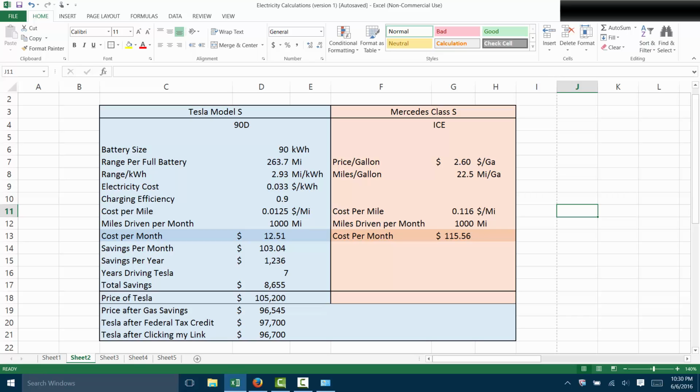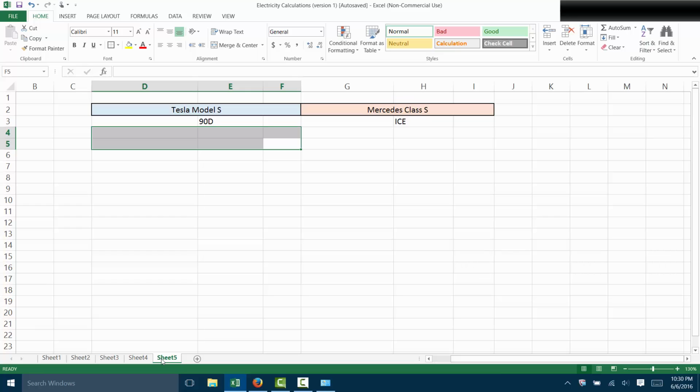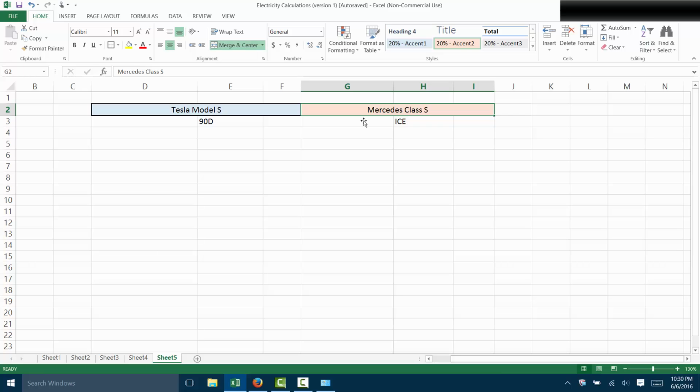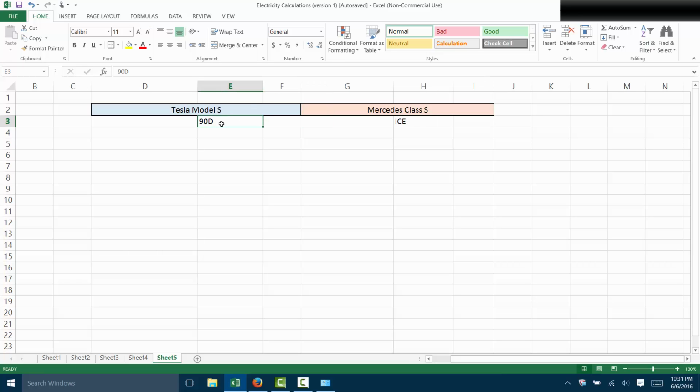Okay, so let's go ahead and get started. We're going to build a model, something similar to this, and I will be explaining what each one of these calculations are and what the parameters are. So this will be just using an Excel sheet. We're going to have 3 columns dedicated to the Tesla, and then 3 columns dedicated to the Mercedes S-Class. This comparison is going to be done using the Mercedes S-Class because it's in the same class as the Tesla. And I'm going to be using the 90D, which is the configuration that I purchased.